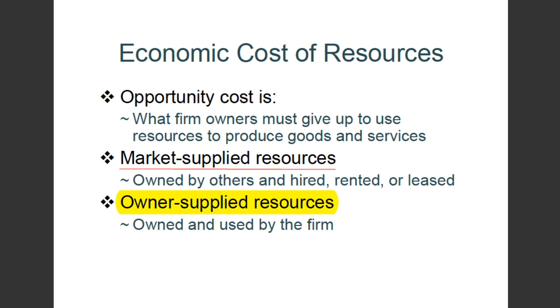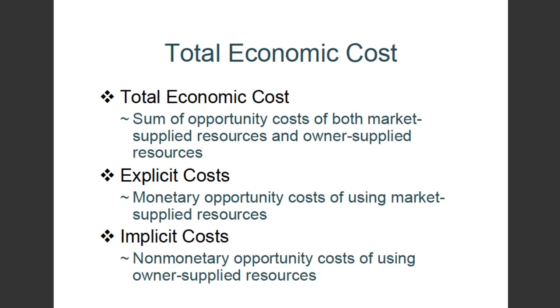Different from owner supplied resources. So total economic cost is the sum of all these opportunity costs. That market value that we aren't realizing because, for the private hospital case, we're using what we already have. We've taken it out of whatever use it had before and are using it for our purposes.